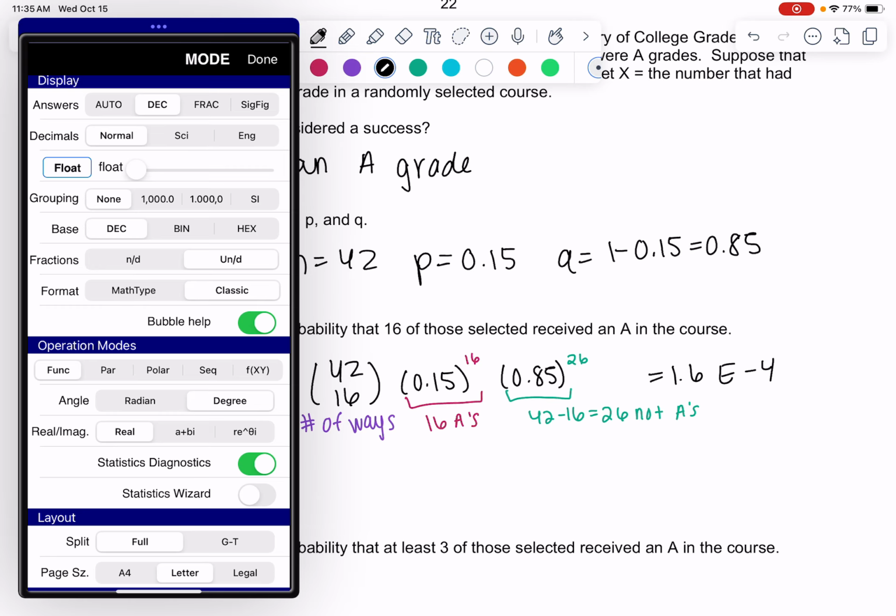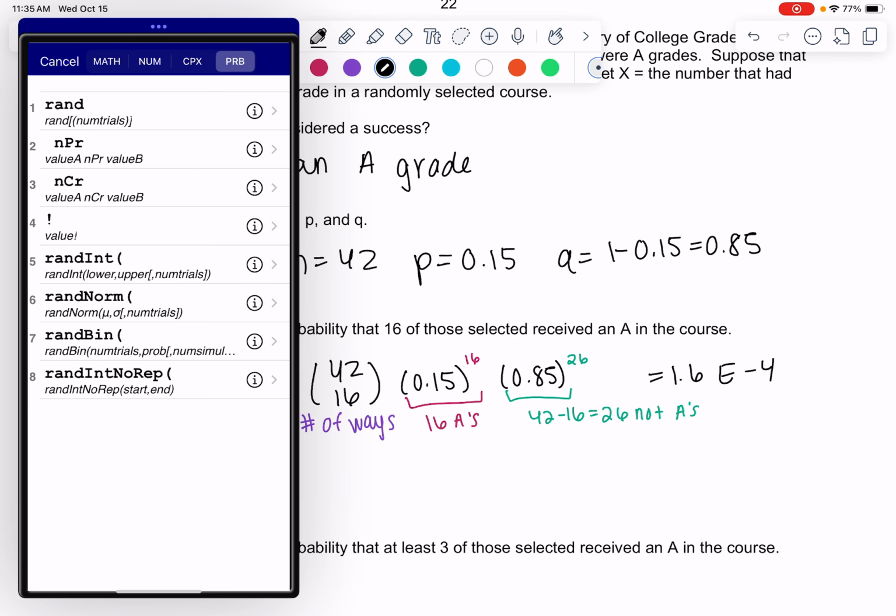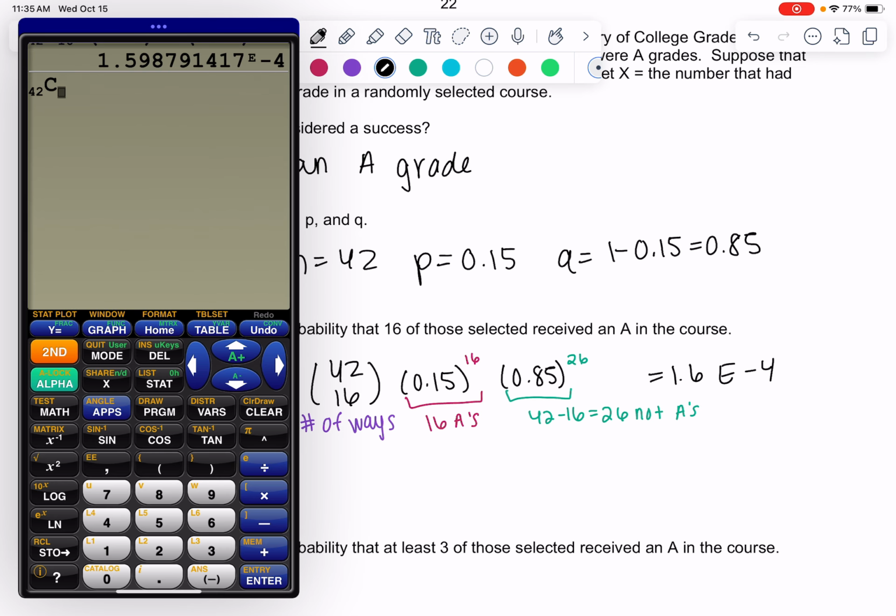Some of your calculators look a little different, so don't do this, but let me show you what might happen. So you might do 42, math, NCR, and then it looks like this. So 16 goes in the second one, and then you have to hit the arrow to get out of that, or it's going to give you some error messages. So I hit this arrow right here to get out of that.